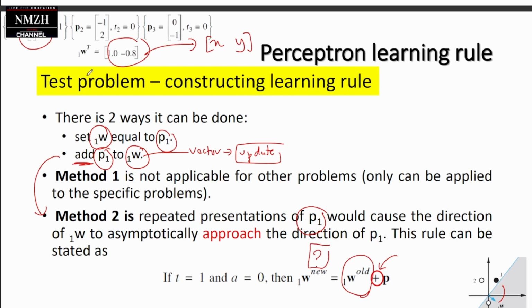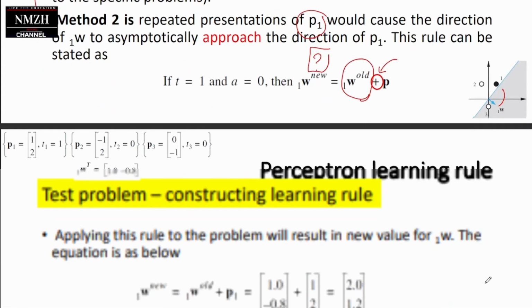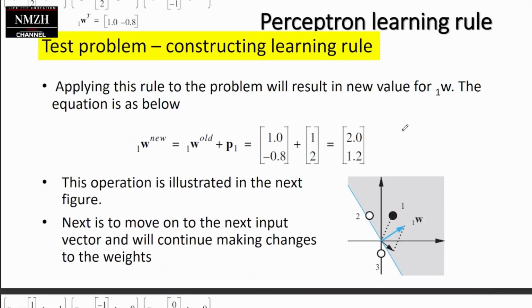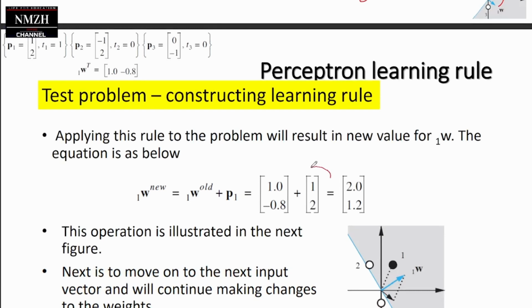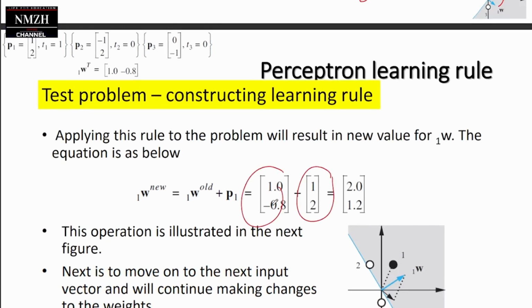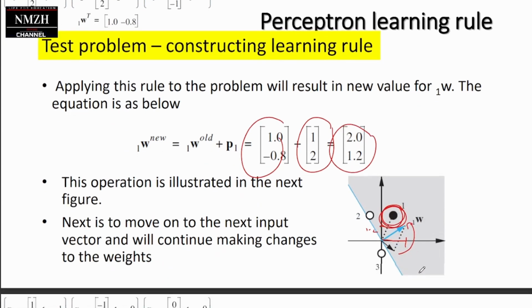So we want to move this weight into a new location in order to get close. Okay, so after we add this, P is 1, 2, right? And the original weight that we have is 1, minus 0.8. So we add them. So this one is 2, and this one is 1.2. So basically the weight is getting closer to the point, from here to here, right? Okay, now that would be better for the first iteration, right?